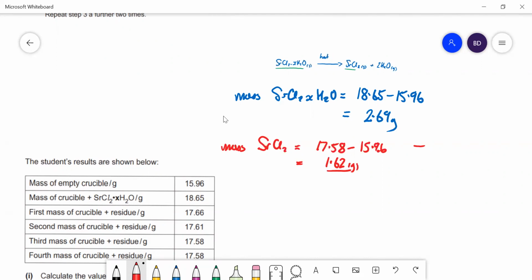Okay, right, so the first thing we're going to do now is we know that 1 mole of this gives us 1 mole of that, and we're going to try and find out the MR of that. We should then work out the value of X. Now we can't work out the moles of the hydrated stuff because we don't know the MR of it, but we can work out the moles of the anhydrous because we do know the MR of that. So let's do that. Moles of the anhydrous.